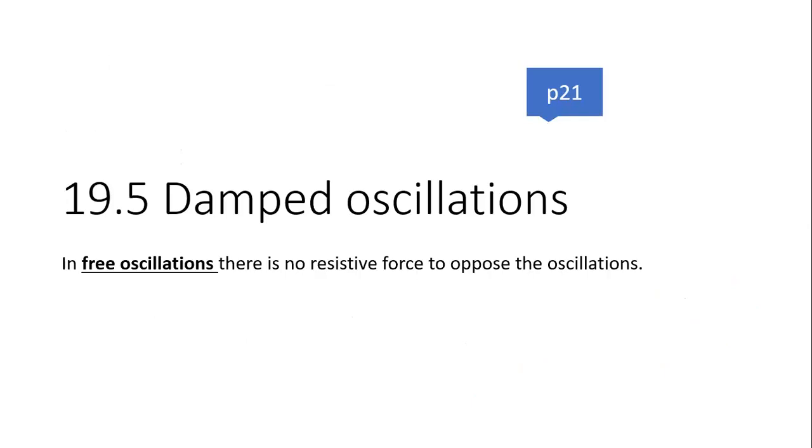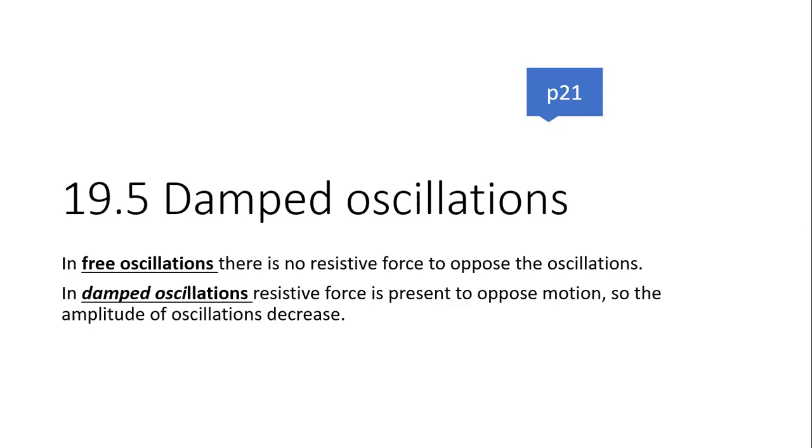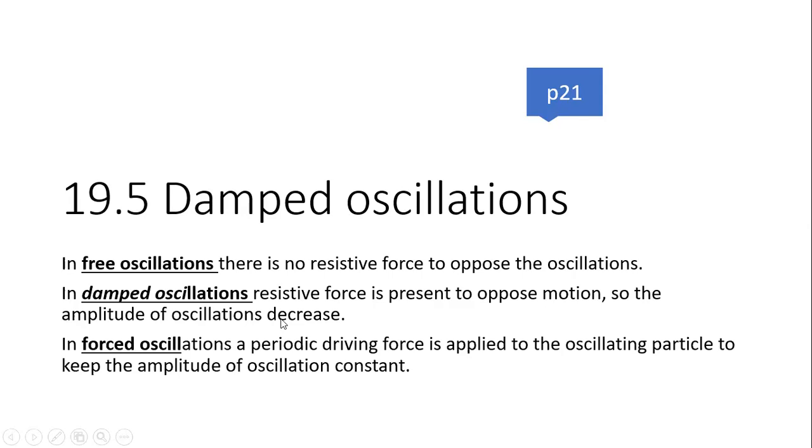Right? In free oscillation, no resistive force. That means the object is oscillating to and fro in vacuum, with no friction and no air resistance to oppose the motion. In damped oscillation, we let the pendulum oscillate in air. That's called damped oscillation. Air resistance is the resistive force. It opposes the motion, so the amplitude of the oscillation decreases.